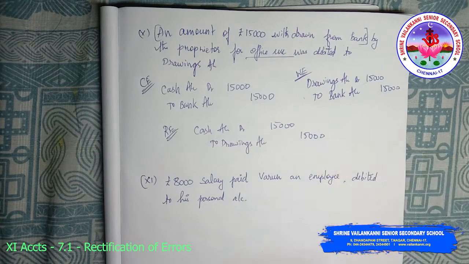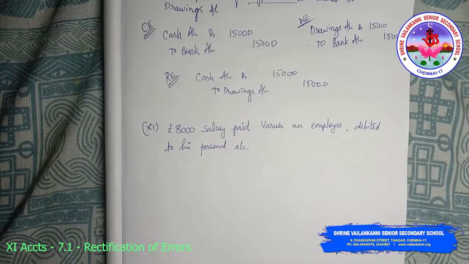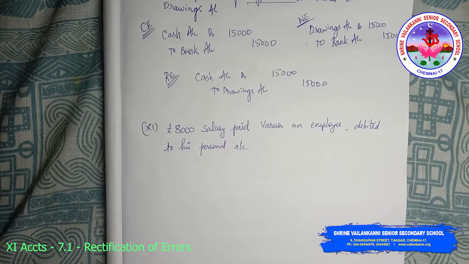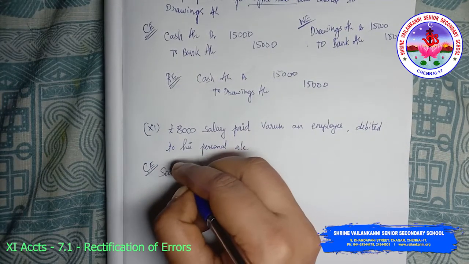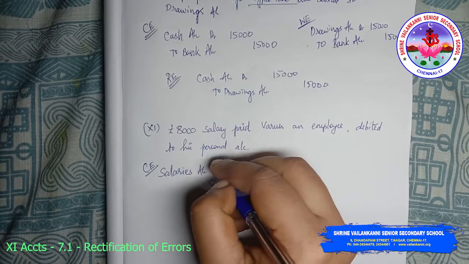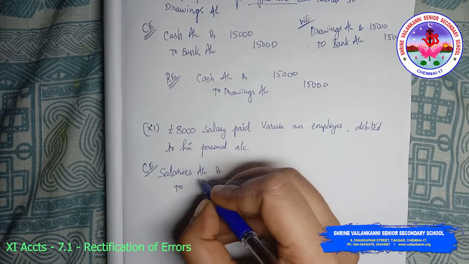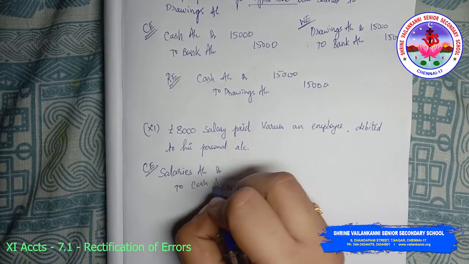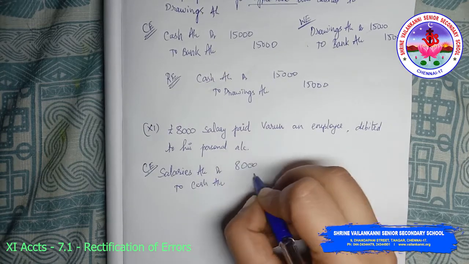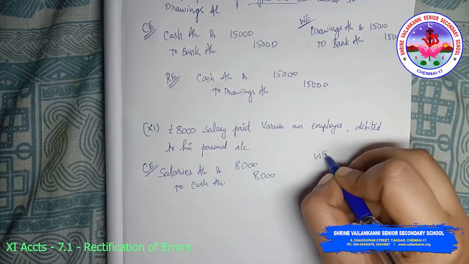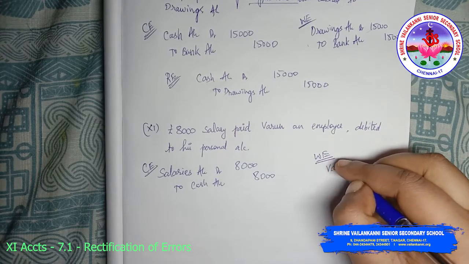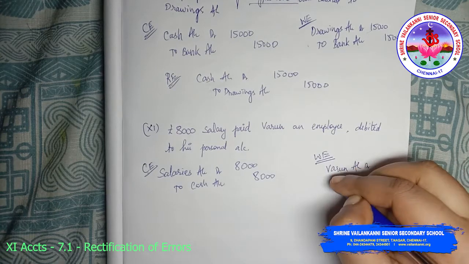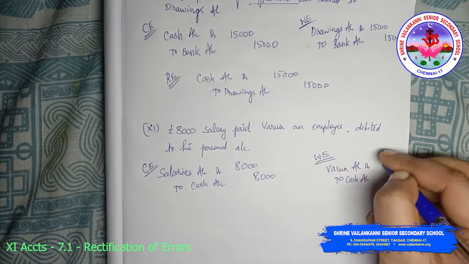The next transaction, rupees 8,000 salary paid to Varun, an employee, debited to his personal account. What is the correct entry? Salaries account debit to cash account. This is the correct entry. What is the wrong entry? Wrong entry that they have done is Varun account debit to cash account.